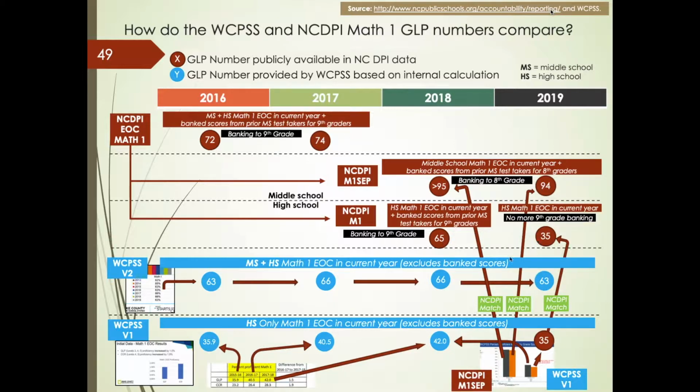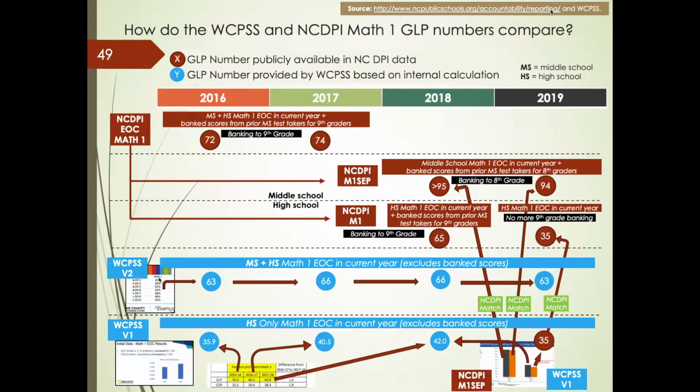And then in 2019, that number dropped considerably down to 35. So again, there's no bank scores in this 35 number. But this is really, I would consider, a pure high school reflection in 2019 of how the Math 1 EOC went for high school students.